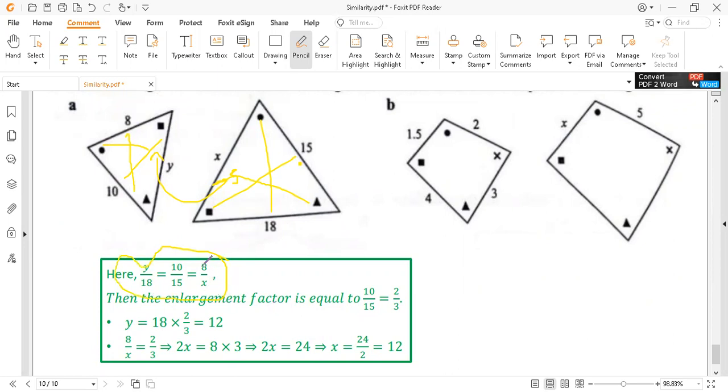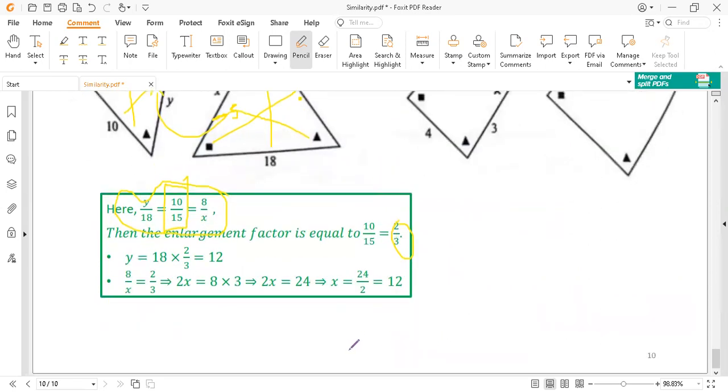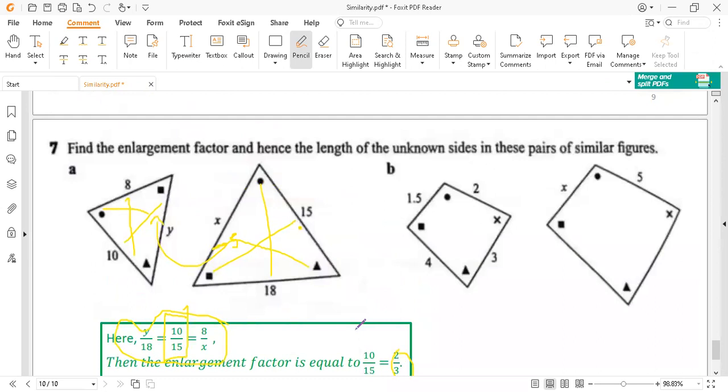So we can rely on this 10 over 15, which is 2 over 3, sorry, 2 over 3 is the scale factor for us, and we can use cross multiplication to find y and x. And these are the important ideas of similarity.